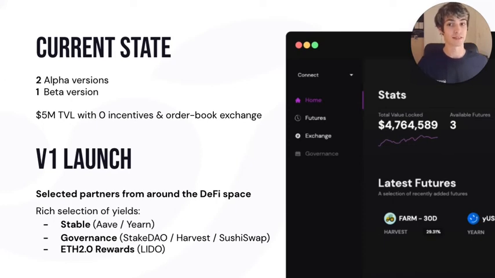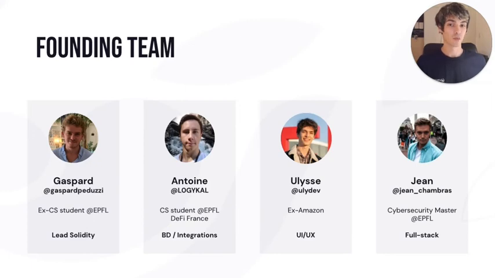We've carefully selected partners from around the DeFi space to have a rich selection of yields, ranging from Aave to StakeDAO and Lido ETH 2.0 rewards. APWine is a project created by 4 friends from the Swiss Institute of Technology. Gaspar is leading development on the contracts, while Antoine is on the integration side. I'm working on the UI UX, and Jean is helping on development.